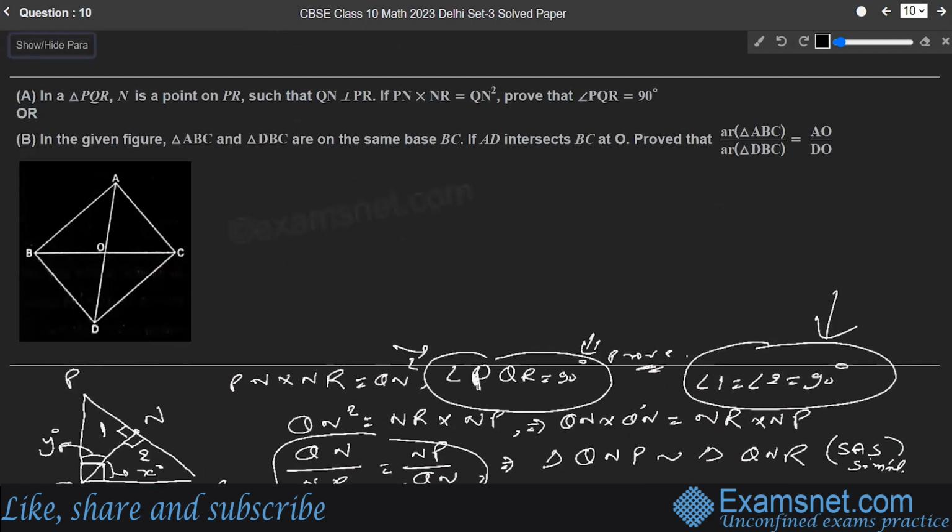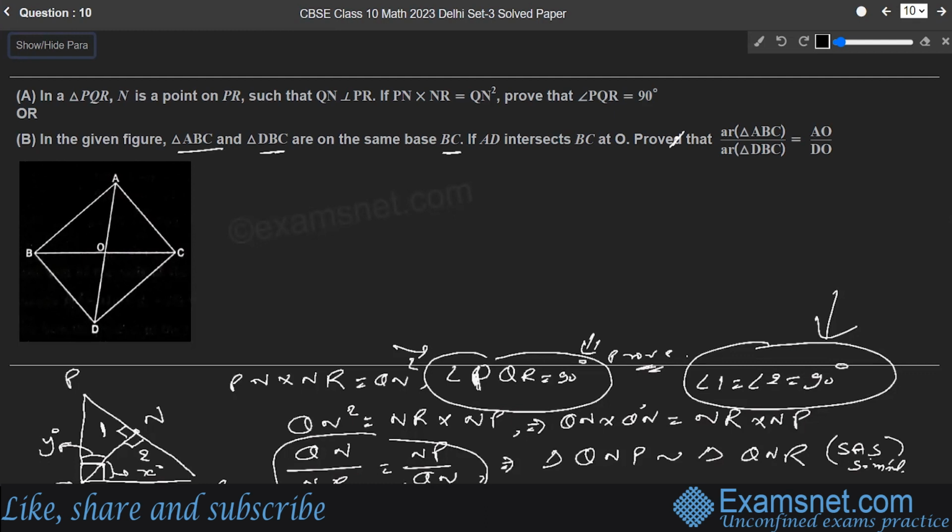Now let us go to the other part, that was part B. We are supposed to prove something. There are certain things given. So this is a figure. Triangle ABC and triangle DBC have been drawn on the same base BC, that is seen there. AD is a side which intersects BC at O. We have to prove that area of triangle ABC by area of triangle DBC is AO by DO.